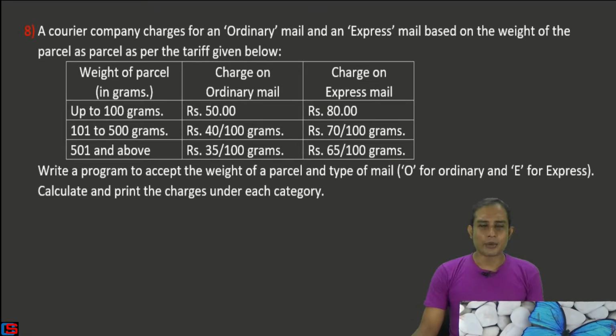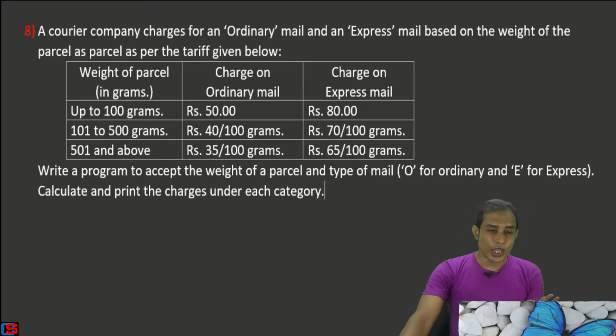Today in this video I am going to explain what is fall through statement using switch case in Java programming language. Okay, so let's see the question first. A courier company charges for an ordinary mail and express mail based on the weight of the parcel as per the tariff given below. Okay, so the tariff is already given here like this, and write a program to accept the weight of a parcel and type of mail, O for ordinary and E for express, and calculate and print the charges under each category.